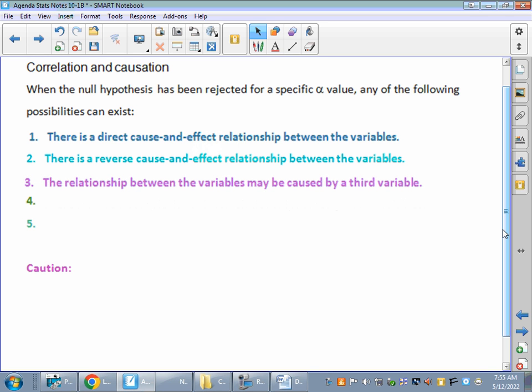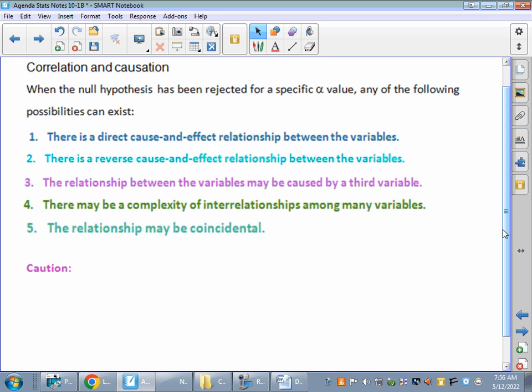The relationship could be caused by a third variable that we hadn't thought about or tested for. So remember, we think there's a relationship, but there's all kinds of things happening. Way back at the beginning, we called them confounding variables. They're things that could also affect our outcomes. There could be a complexity of interrelationships. So more than just a third variable, there could be a third, fourth, fifth, and 10th variable that is affecting our data. And it could just be a coincidence.